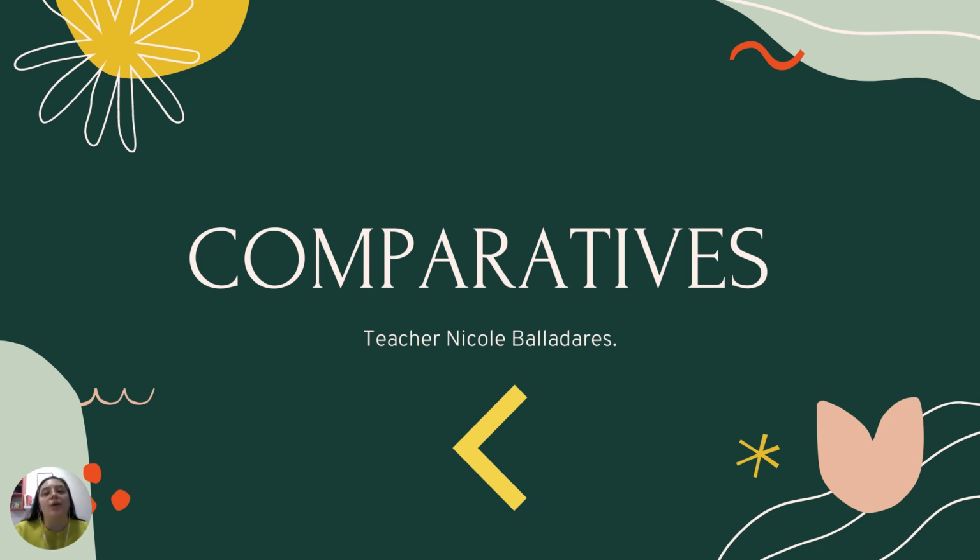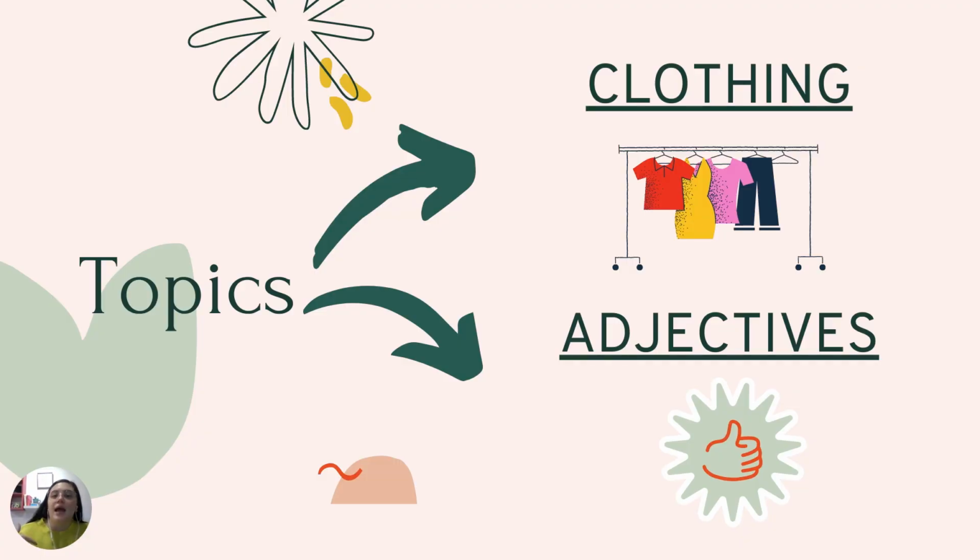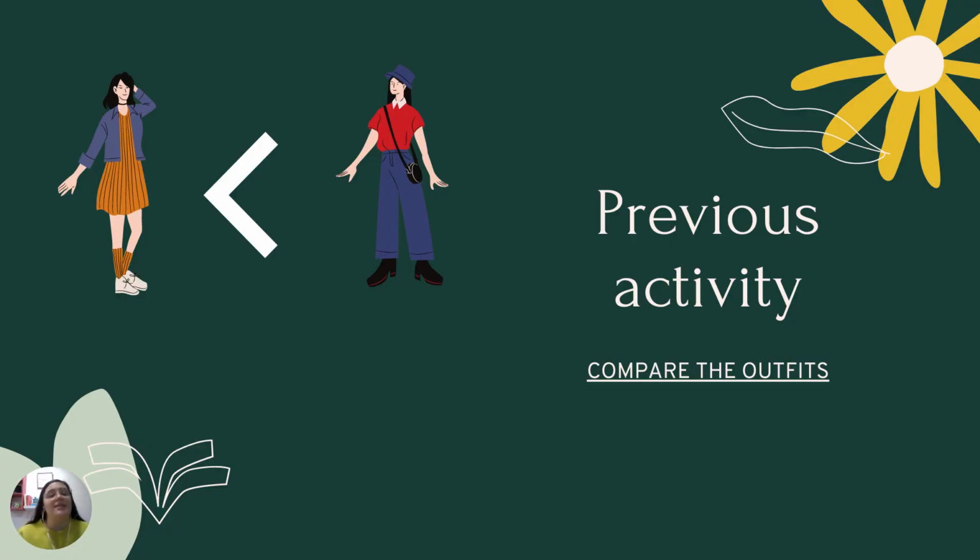For today's topic, we have comparatives. As you may remember, we have been talking about clothing and adjectives. And in the previous activity, you had to do a role play, right? Where some of you were fashion designers and the other classmates had to compare the outfits. For that reason, now I want to explain to you that in order to compare, you need to know the grammar structure that comparatives have.